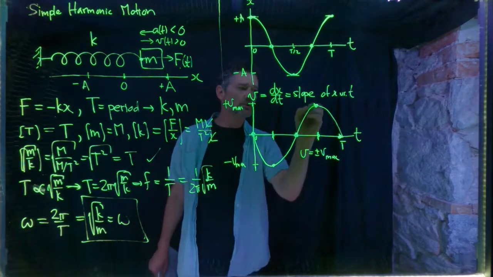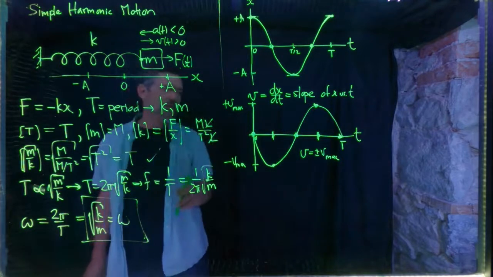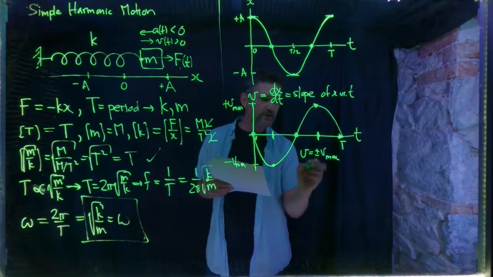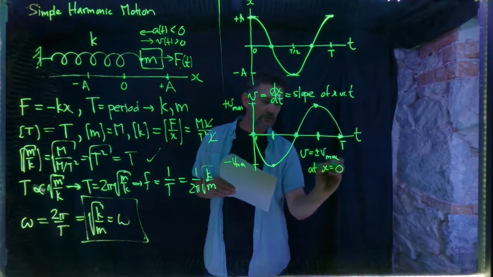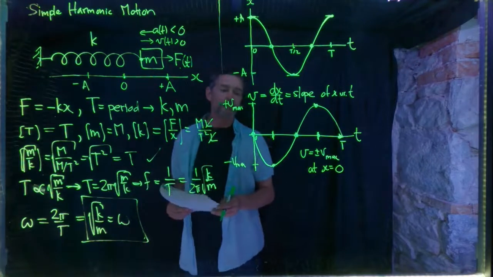negative Vmax, here positive Vmax. First negative Vmax, next positive Vmax. Okay, so that makes sense. So V is equal to plus or minus Vmax when the mass passes through the equilibrium position, x equals 0. So that all makes sense.